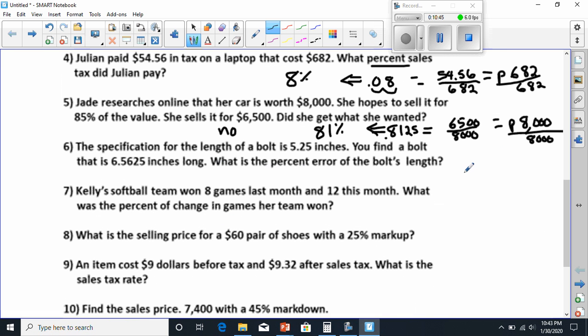If we follow this through, we're going to have to take the big number is 6,000, or excuse me, 6.5625. We have to minus the small number, and the small number is 5.25. We do this, we see we have 1.3125. And now we have to divide that by the original number, right? Remember, it's big number minus small number divided by the original number. Well, the original number was the specification for the boat. So we're going to have to take that number and divide it by 5.25.